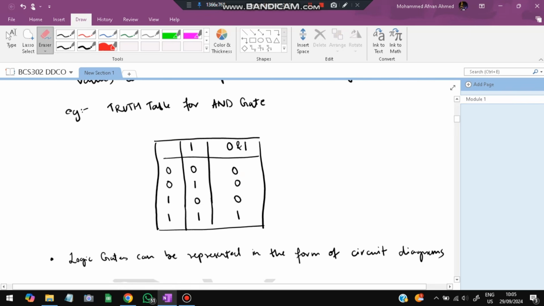Instead of writing 0 1 and 0 and 1, I can take x and y. So if x is 0 and y is 0, then x AND y will be 0. If x is 0 and y is 1, since one of them is 0, the final answer will also be 0. If x is 1 and y is 0, then this will be 0. And if x and y both are 1, then only in that case the final value will be 1. So this is called a truth table.